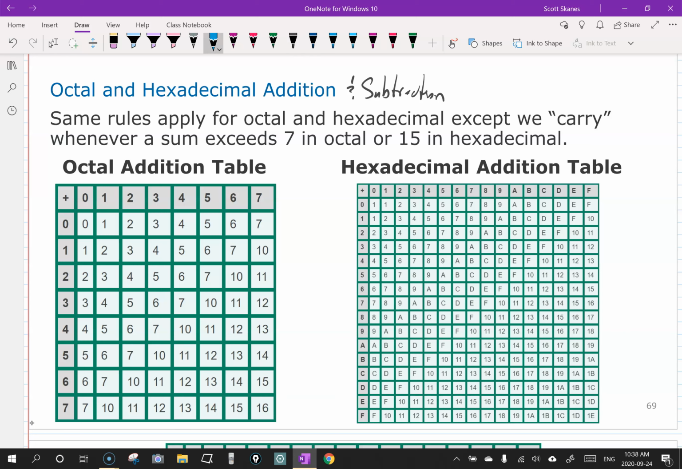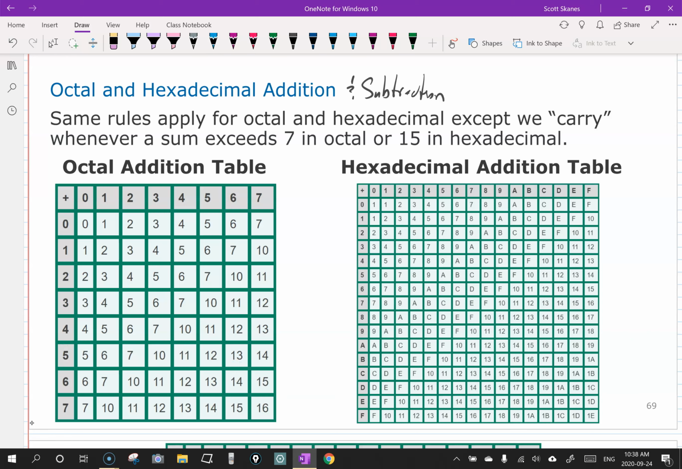So for example, if we took the numbers 6 and 5, when you add them together, 6 and 5 added together in decimal is 11. That definitely exceeds 7. In octal, it's going to be 1, 3, which means we have 1, 8, and a 3. Remember what the place value means. 1, 8, and a 3 is 11. That's why they match up.